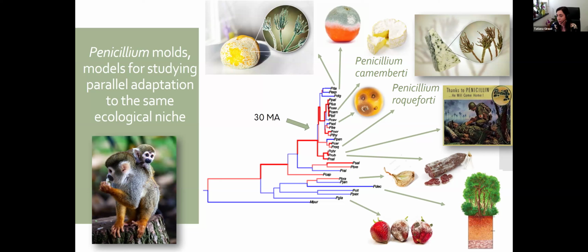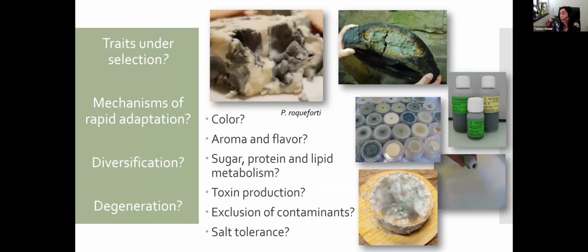So even if they are the same genus, they are really, really distant. And so we have independently domesticated these two molds to make cheese. And so that's a good model to understand whether there has been convergent adaptation and whether it was by the same genomic mechanism. So we can wonder what were the traits under selection for cheese fungi.